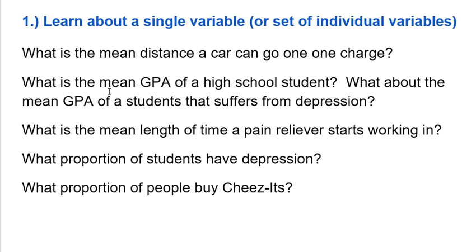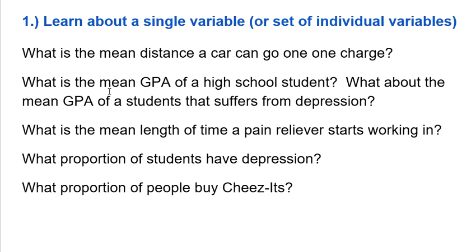What about the mean GPA of students that suffer from depression? Now, that's what we call a conditional value, but still one value, but it's conditional because to even be asked the question, you have to suffer from depression. So now we're looking at a subgroup, right? The first question was all high school students. The second one is aimed at only looking at that subgroup. So if we only look at students that suffer from depression, what is their GPA?